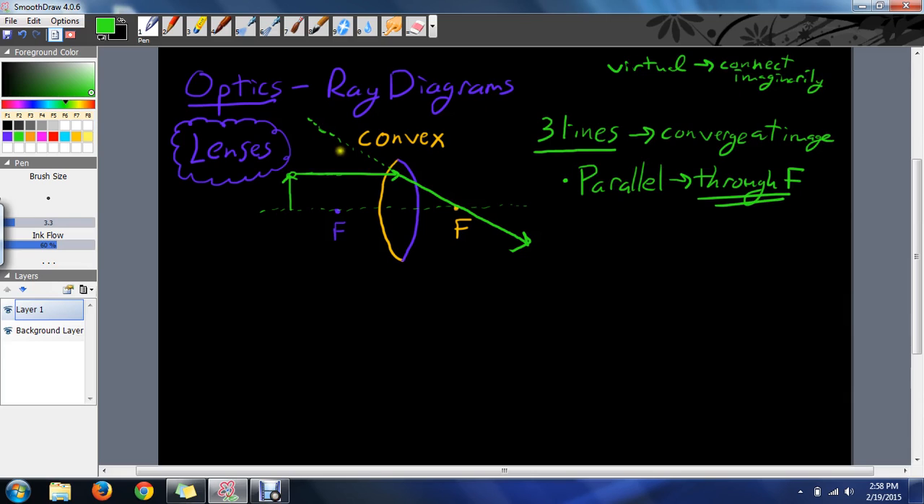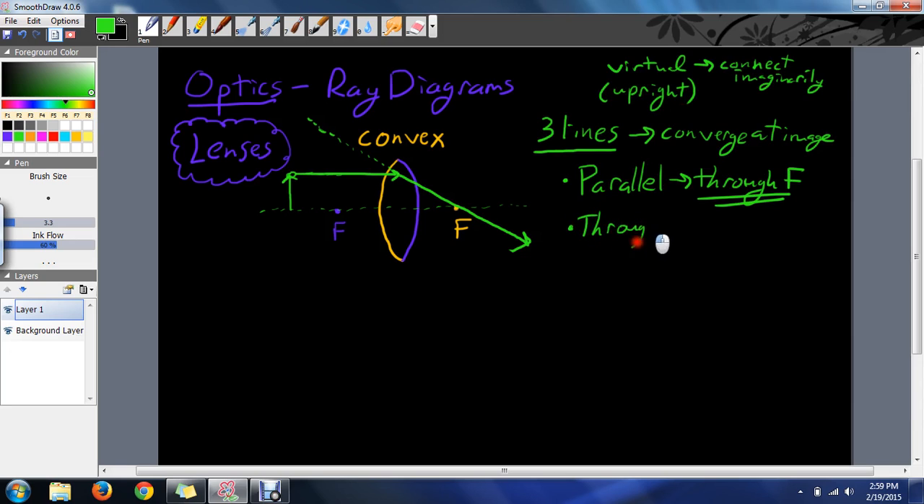What that means is that if we have to connect these in the virtual realm, I doubt this one will be that example, but I'm certain the next one will be. If we have to connect them with these imaginary dotted lines, we know it will be upright and we know it will be virtual. So this will also be always upright.